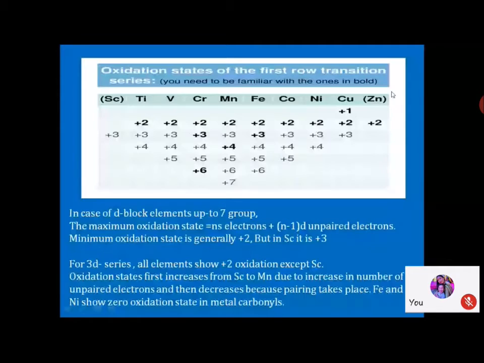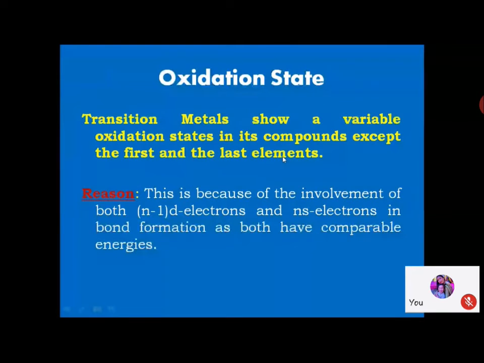Now, oxidation state: transition metals show a variable oxidation state in their compounds, except the first and the last elements. So in the 3d series, which is the first element in the transition series, and which one is the last?